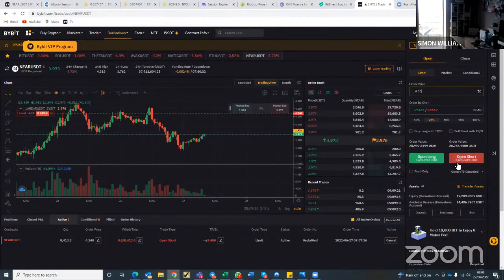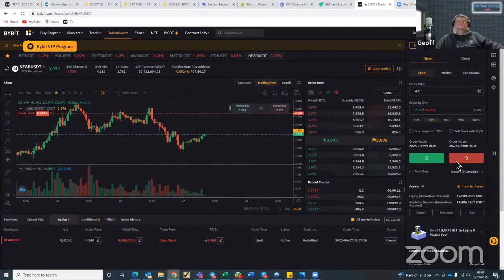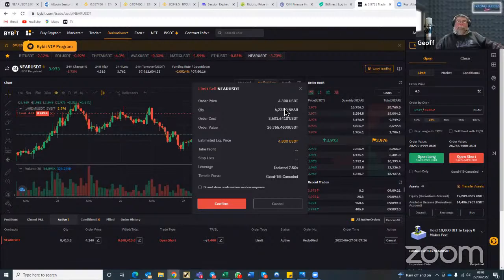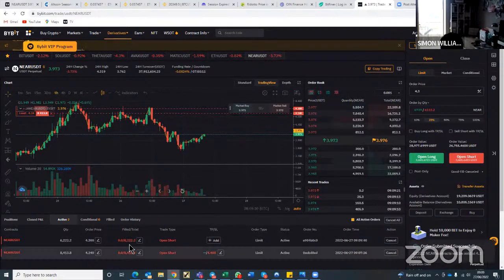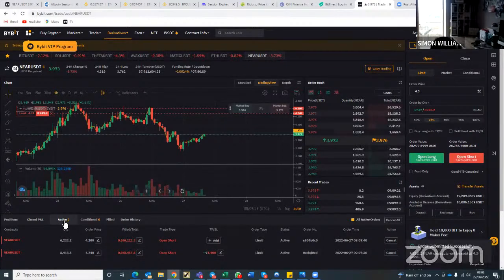You'll notice how it's changed in size. The last one was 4,700. This one's 3,600. That's because 25% of my account now is smaller than 25% of my account was when I put the first trade on. So I'll open that short. There's all my criteria again. Confirm that. And I've now got those 2 entries sat in that active box.